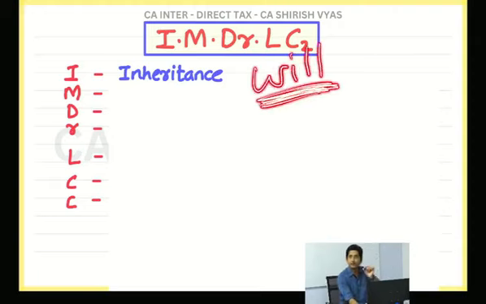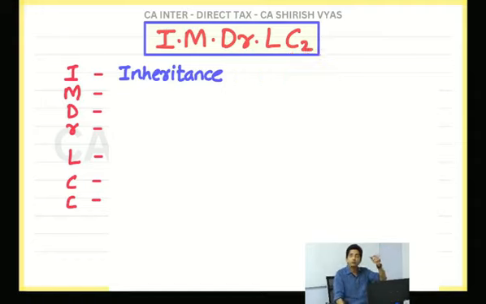A will means it is a legal paper where the person who has died had made a will earlier, that after my death this will go to my wife, this will go to my son. So it's okay. The point is whether it is inheritance or will. If someone has died and you got his property, then it is tax free because it is a genuine gift. Here there is no manipulation.